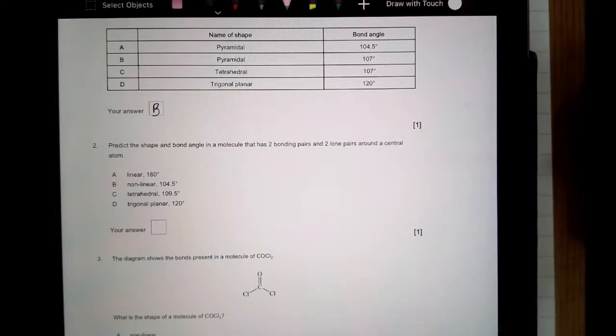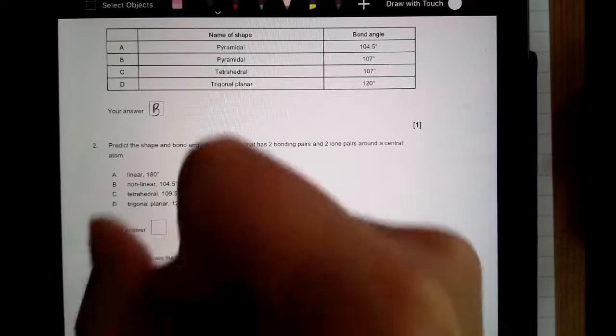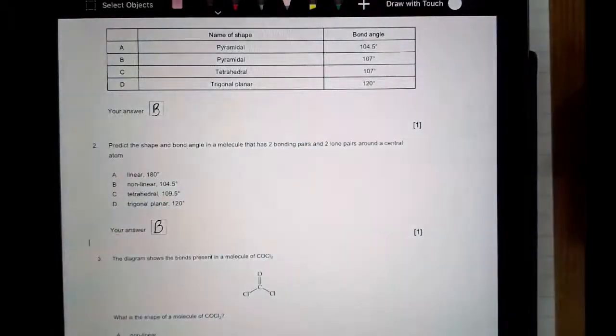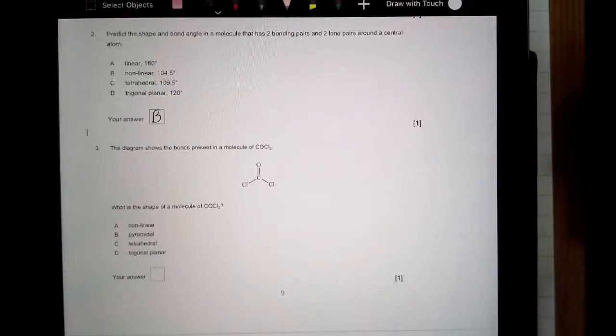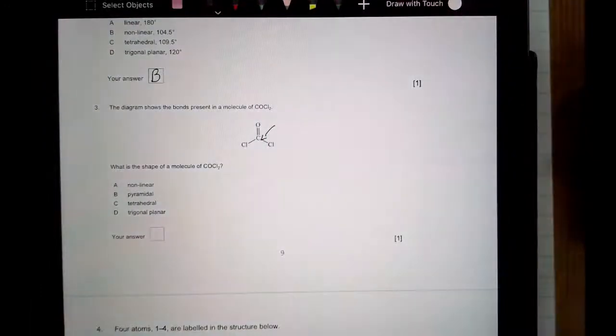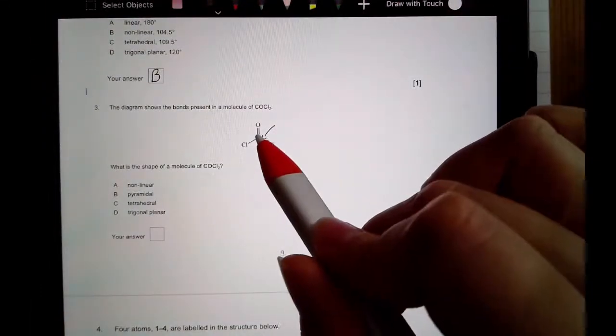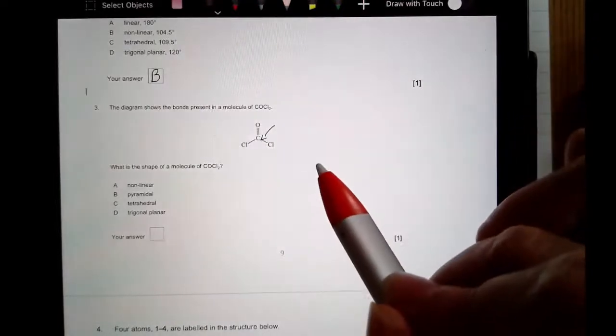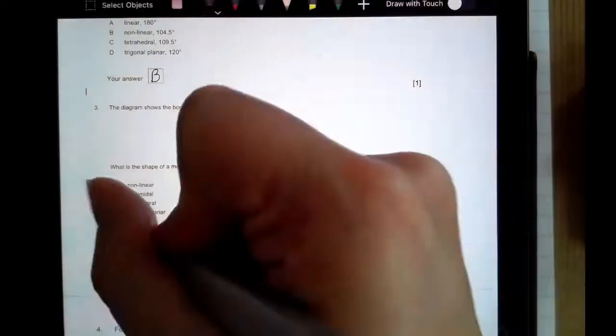The next one, they've told you that something has 2 bond pairs and 2 lone pairs. The shape is then going to be nonlinear and 104.5, so that's just a matter of knowing your shapes and your angles. The next one was the shape of COCl2. Carbon is your central atom. Carbon has got 3 bonding regions surrounding it, so you count the double bond as 1 bonding region. If it's got 3 bonding regions, the shape is going to be trigonal planar.